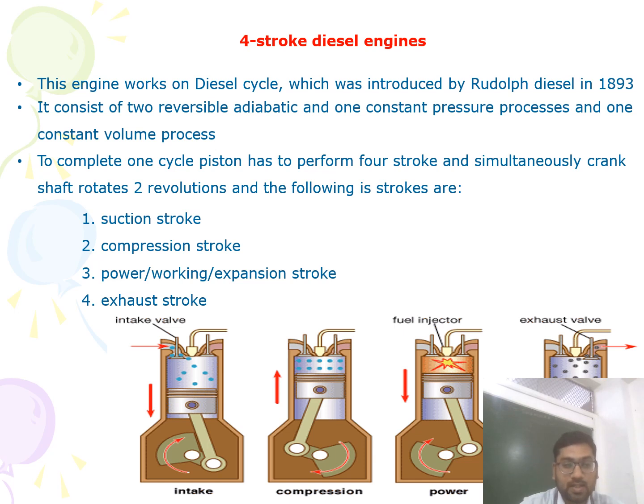And the last stroke, students, is the exhaust stroke. During this stroke, the exhaust valve is open and the inlet valve is closed. The piston moves from BDC to TDC, meaning bottom dead center to top dead center. During this motion, the piston pushes all the burnt gases, meaning the combustion products produced by the combustion of the fuel inside the cylinder, out of the cylinder at constant pressure, and this process is shown by the 1 to 0 line in this PV diagram.